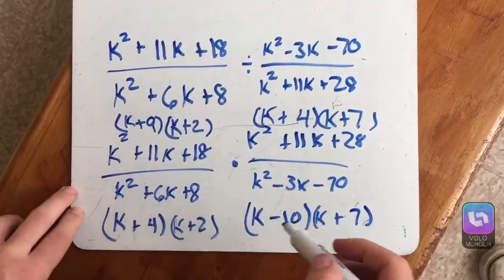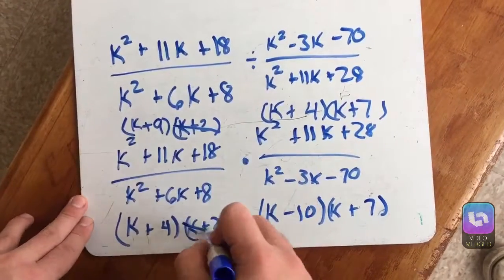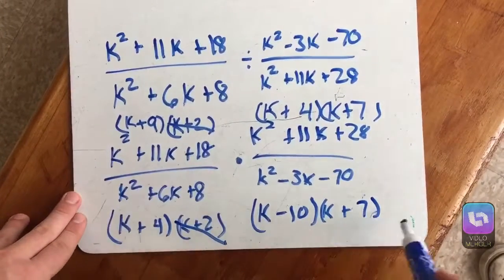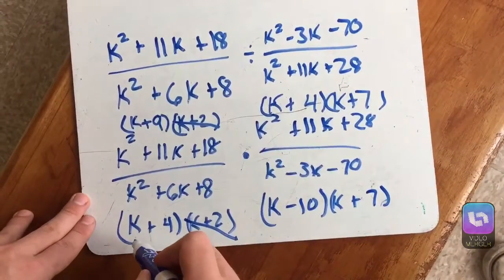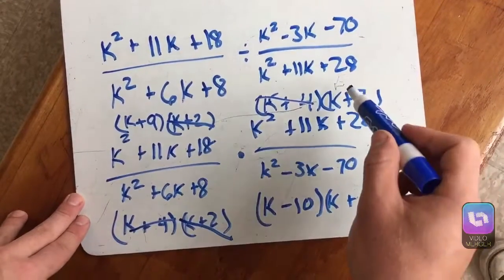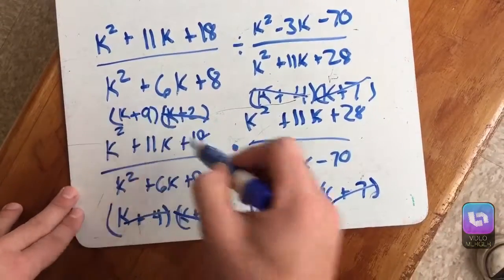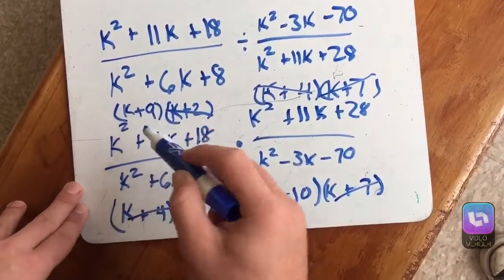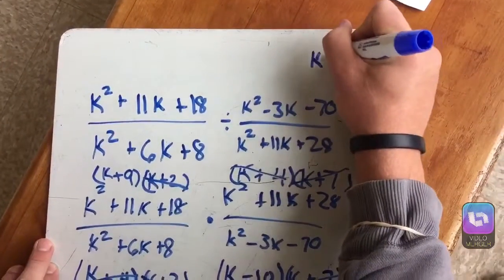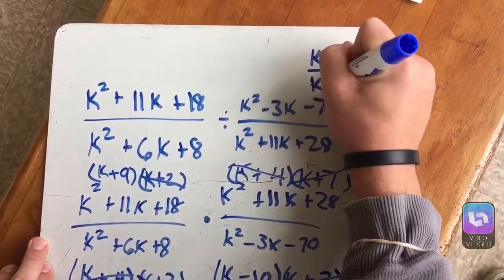Alright, now you're going to cancel out, so there's a k squared on top and a k squared on bottom, so those two will cancel out. And then there's a k plus 9, and no k plus 9 on the bottom, so that will not cancel out. Then you have a k plus 4 and a k plus 4, those two will cancel out. K plus 7 and a k plus 7, those two will cancel out. And a k minus 10 cannot cancel out with k plus 9. So your final answer would be k plus 9 over k minus 10.